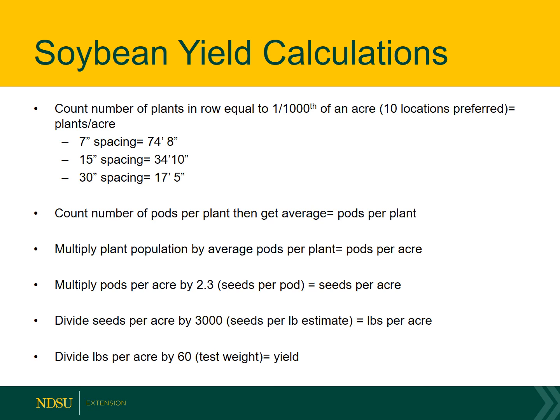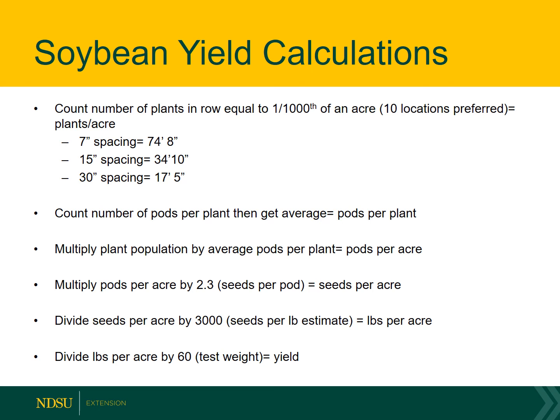So with the feet again, for the 7-inch spacing, you want to walk 74 feet and 8 inches. For the 15-inch spacing, you'd walk 34 feet and 10 inches, and for 30-inch spacing, 17 feet and 5 inches. And there are tables online that give you a whole lot more options for your spacing as well. So if these don't work for you, I understand. I just picked a few of them so that at least you have a general idea of where we're coming from. And so after you count the number of plants, then you want to count the number of pods per plant.